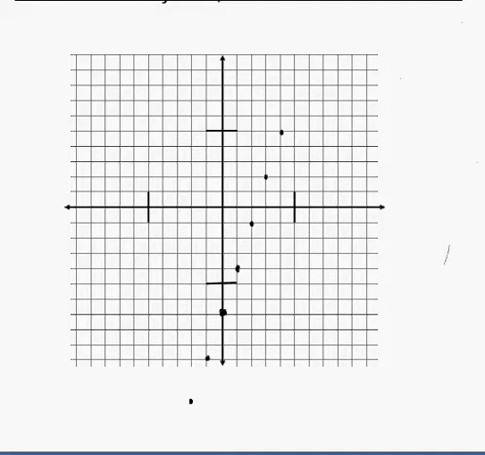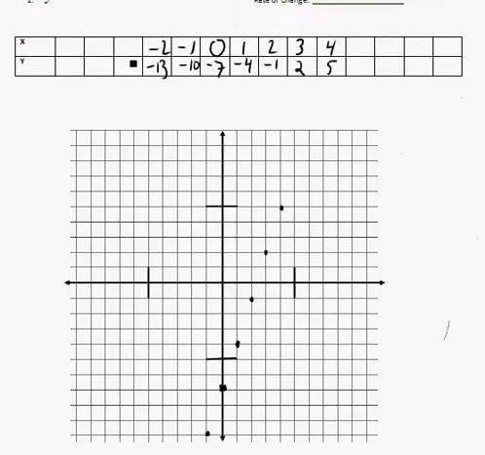So it appears that whether or not we put in positive values of x or negative values of x, all of these points lie perfectly on a straight line.